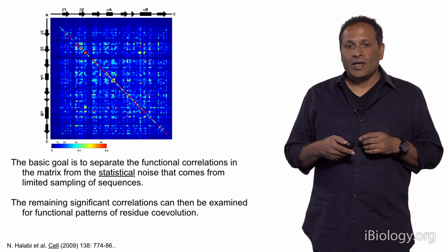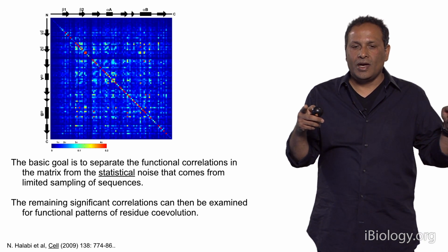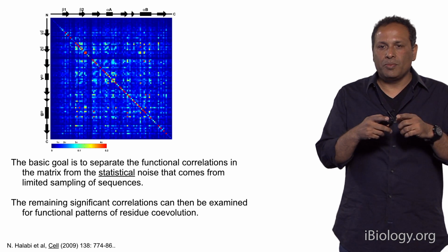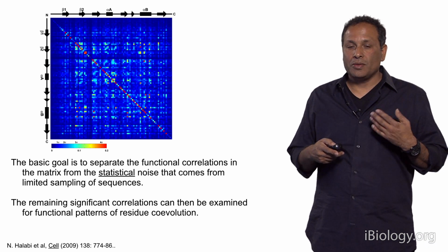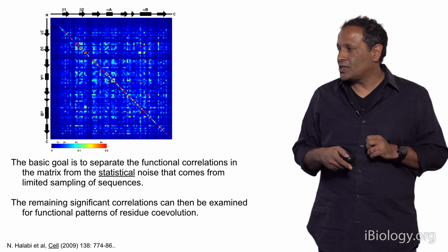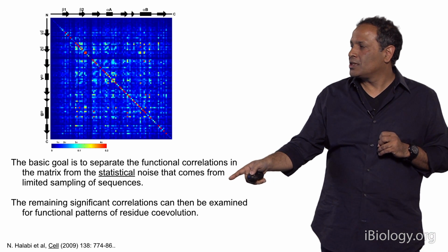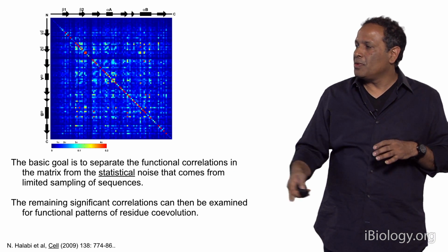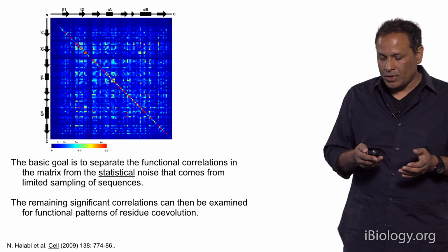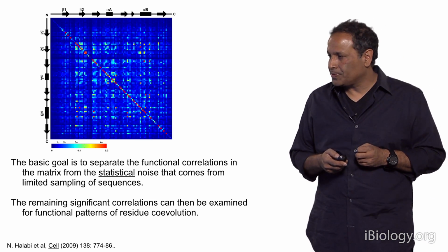So in fact, I can say that when the number of samples of sequences is not large compared to the number of positions in a protein, you expect the majority of correlations in this kind of matrix to be dominated by just that statistical noise. So we need to separate the functional correlations from the statistical noise, and then the remaining significant correlations can be examined for functional patterns of coevolution between amino acids.